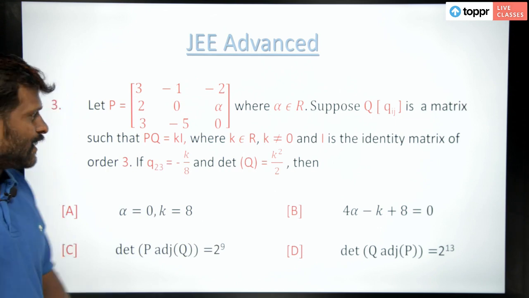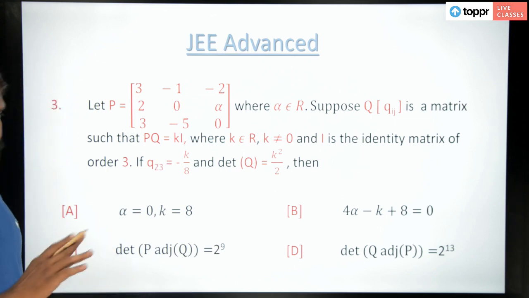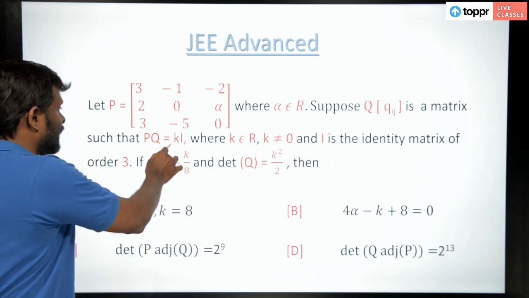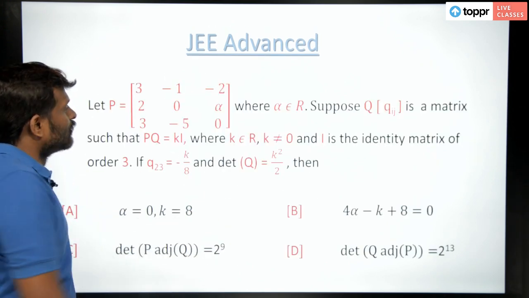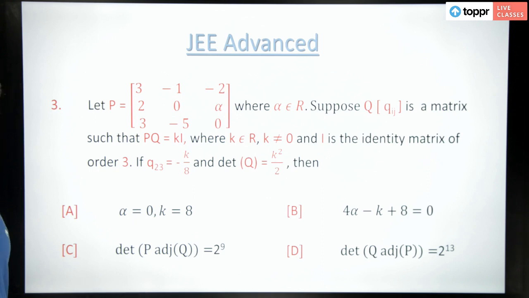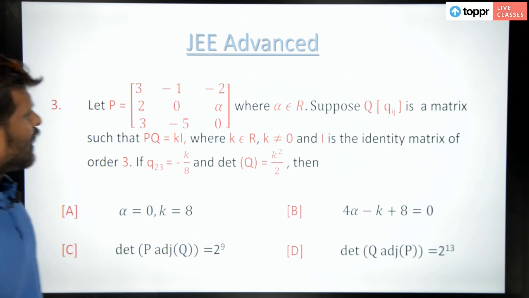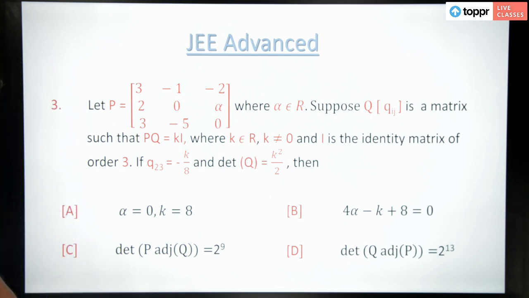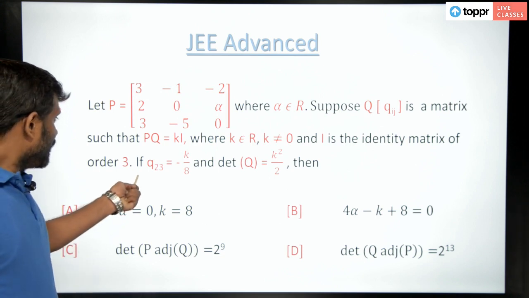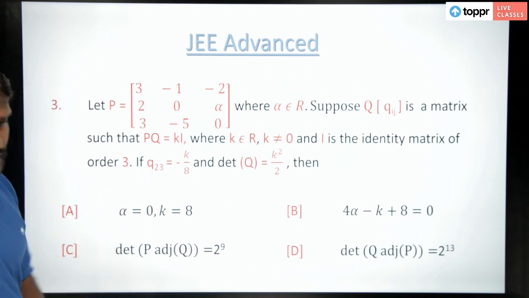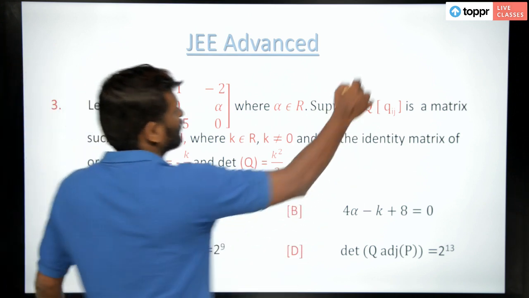So, he is saying that the multiplication PQ is possible, and in kI, I is an identity matrix and k is a real number. I is the identity matrix, you all know, 1 0 0, 0 1 0 and 0 0 1 of order 3. That means Q also should be a matrix of order 3 by 3.